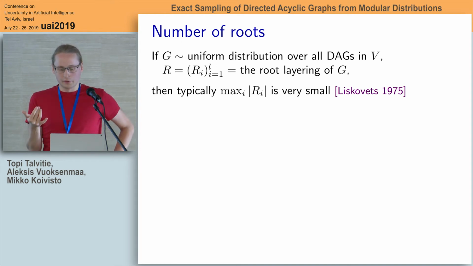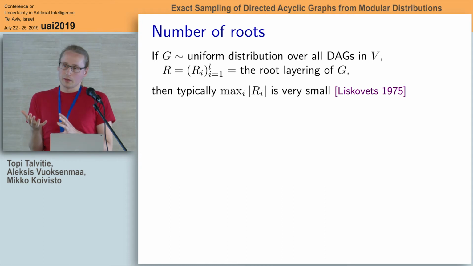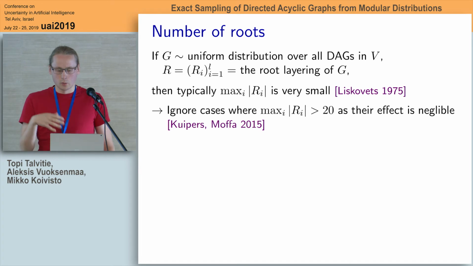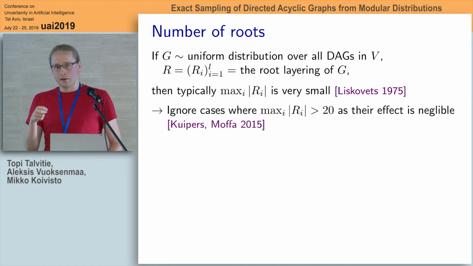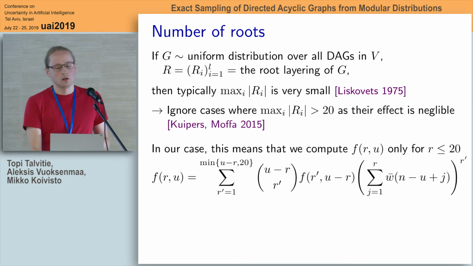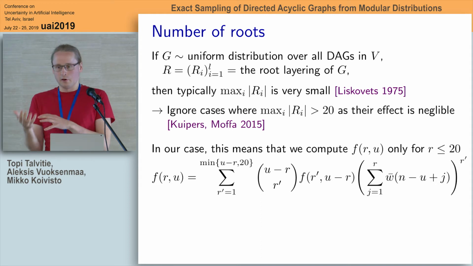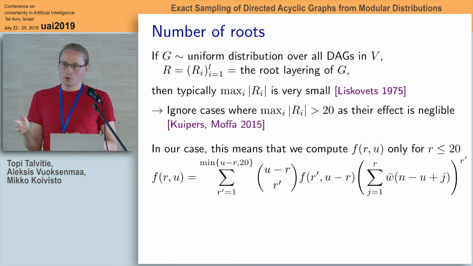Because what happens there is that if you look at the root layering of such a DAG, all the root layers will almost always be very small. So what Kuipers and Moffat did with this observation is that they noticed that they can simply ignore a case where some root layer is larger than 20, because they have so small probability of happening. And for our algorithm, this would mean that we would simply set F(R, U) to 0 if R is larger than 20, which would also allow us to truncate this sum into 20 terms.